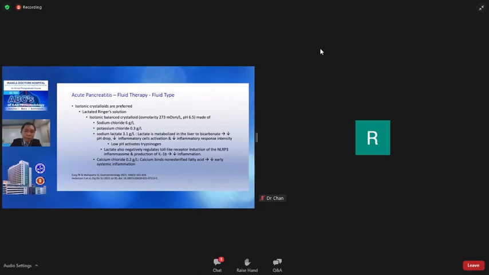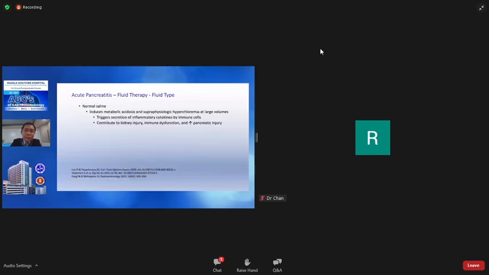As to fluid type, isotonic crystalloids are preferred. Lactated Ringer's is an isotonic pH-balanced crystalloid. Its lactate content is metabolized in the liver to bicarbonate and thus may reduce pH drop, inflammatory cell activation, and inflammatory response intensity. Low pH activates trypsinogen. Its calcium content binds non-esterified fatty acids and reduces early systemic inflammation.